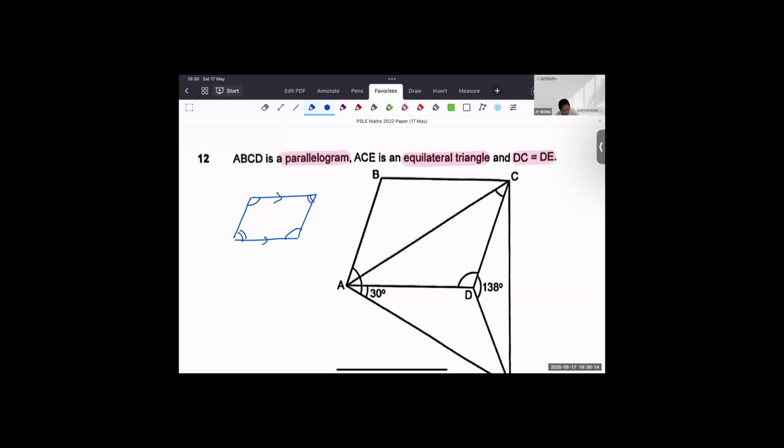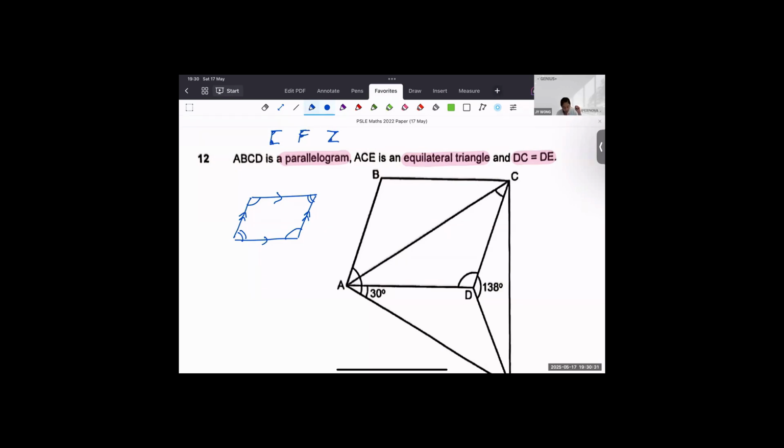And because of the parallel lines, you need to know your C, F, Z rule. C rule means these two interior angles add up to 180. Z rule is what we know, the alternate angles. And F rule is the corresponding angles whereby these two angles will be equal.